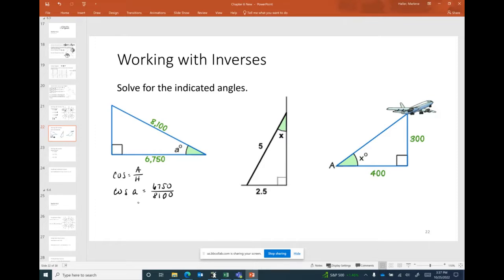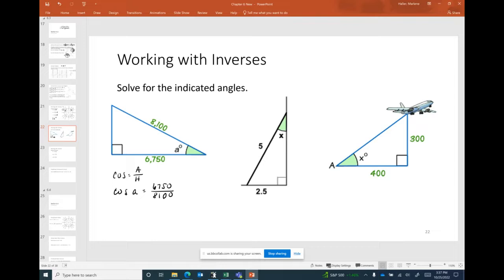So we're looking for an angle that has a cosine of 6750 over 8100. Right? So I can think about it that way. Looking at the unit circle is not going to help me here. That's not something I'm going to find on the unit circle.